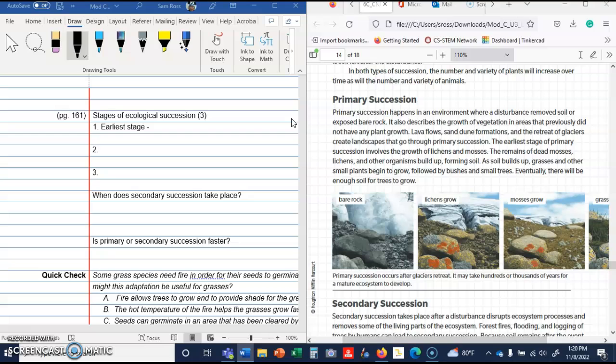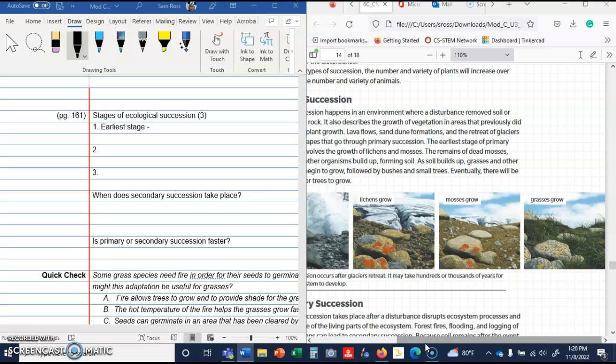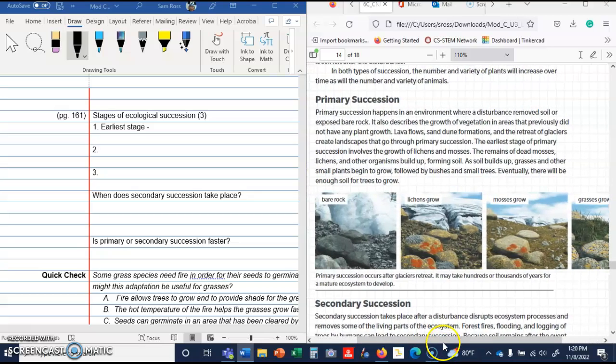It says the remains of dead mosses, lichens, and other organisms build up, forming soil. So that would be the second one. And then number 3 would be as soil builds up, grasses and other small plants begin to grow. So we start with the growth of lichens and mosses. After those die and other organisms build up, we form soil. After the soil is formed, grasses and small plants begin to grow.